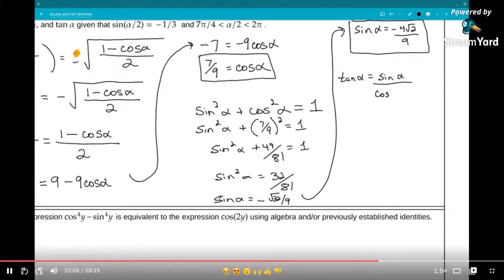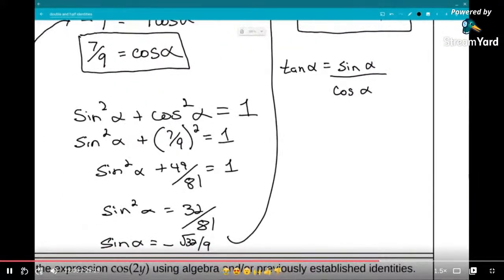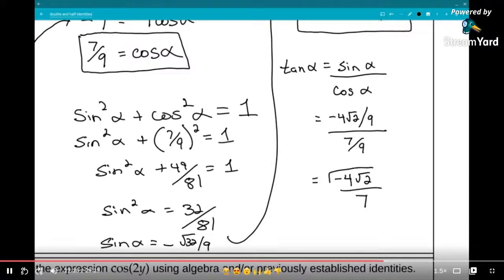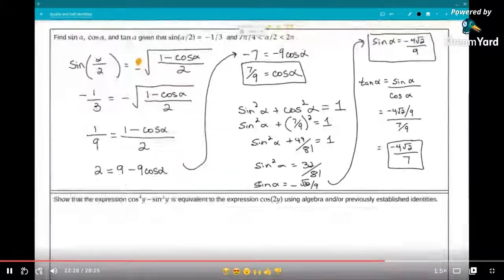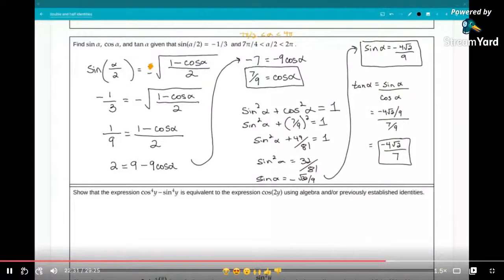And similar to earlier, to find the tangent, there are a few ways to do it. The most direct, especially since you have information on sine and cosine, is to use the ratio. Substitute in your values, simplify, and you're done.